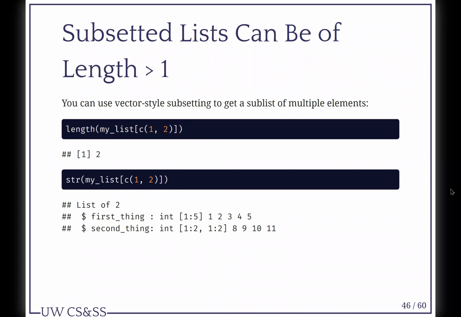Note that subsetted lists can be of greater than length 1. You can use vector style subsetting to get a sublist of multiple elements. So here we say my list and subset to the elements 1 and 2 with single brackets, and the length of that will be 2. The structure of my list, where we subset to a vector with 1 and 2 for just the first 2 elements, will be a list with the first thing and the second thing from before.